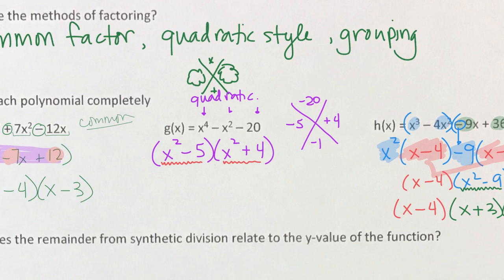Okay, and we use this, of course, to find the zeros. We would set each of your factors equal to 0, and we would see where they cross the x-axis.